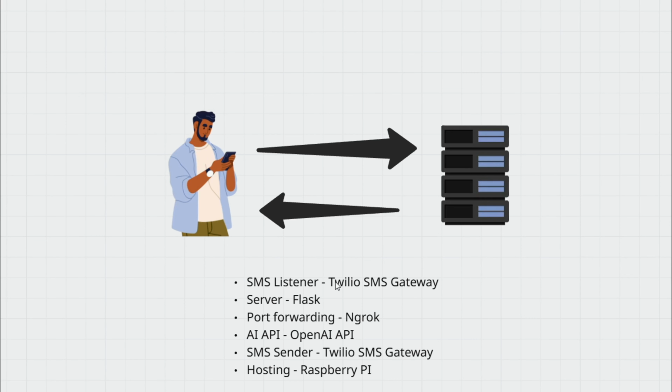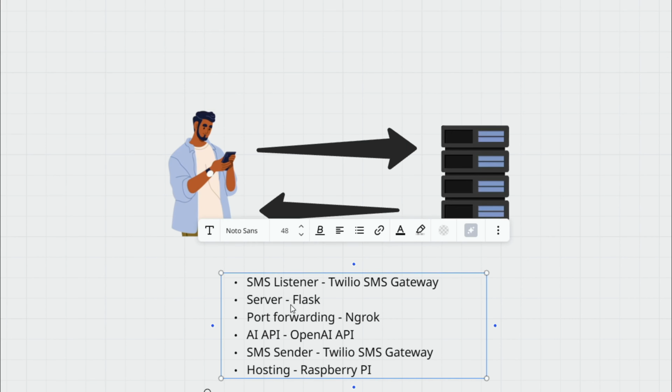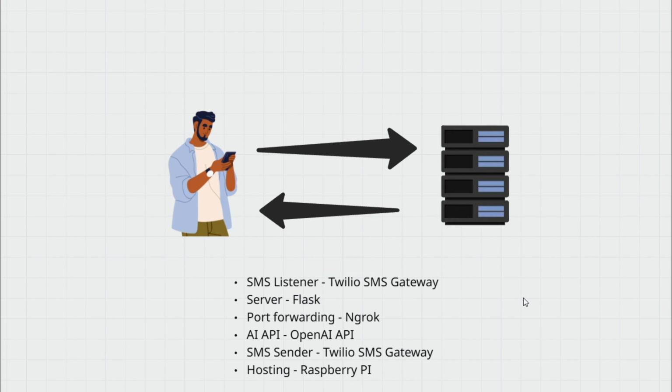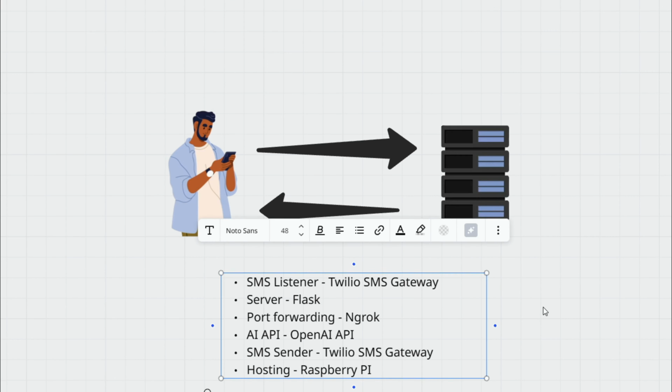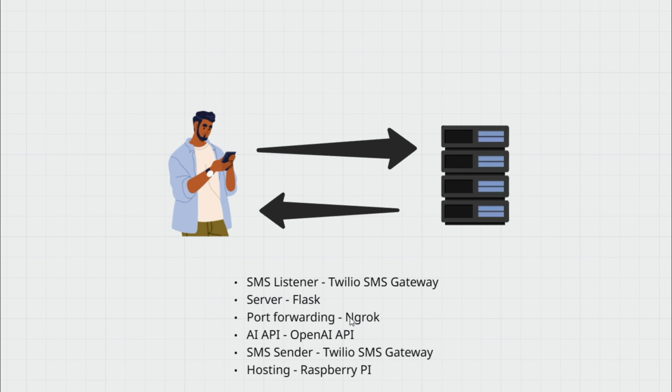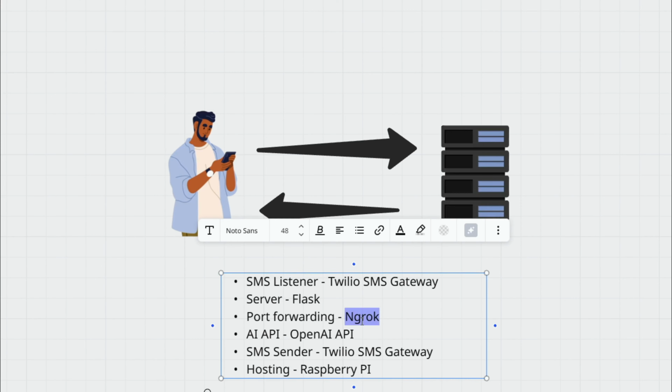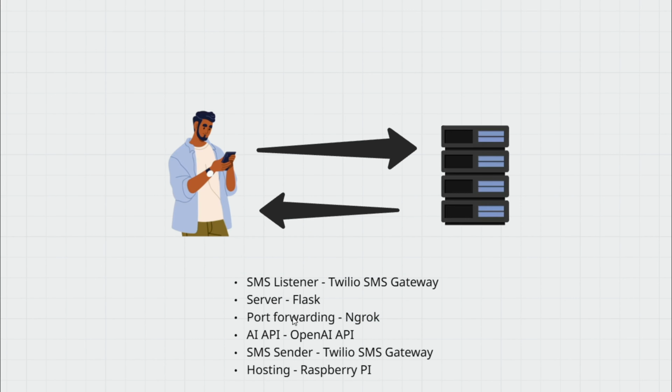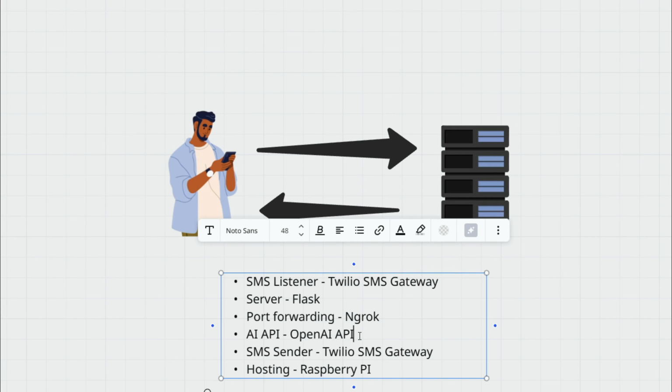For that, I will be using Twilio SMS Gateway that will listen to the user's SMS and then forward it to our webhook. Now this webhook will be defined in our server and for creating the server, I will be using Flask. As I will be running the server locally, we need to forward that local URL to a live URL. So we will be converting our local URL to a live URL using Ngrok. Then we need some API. For that, I will be using OpenAI API.